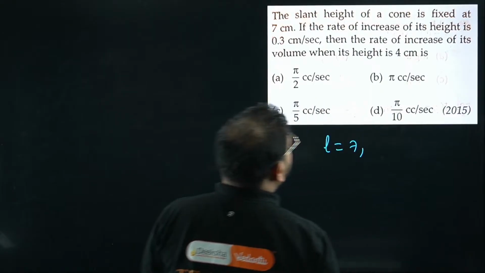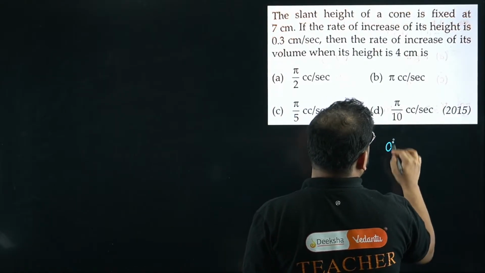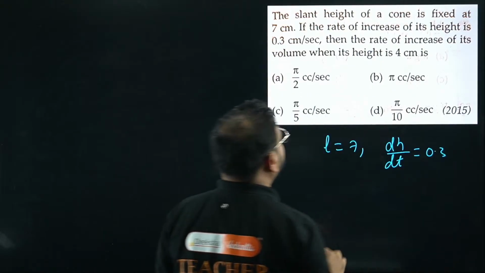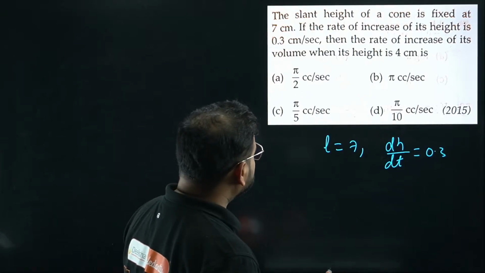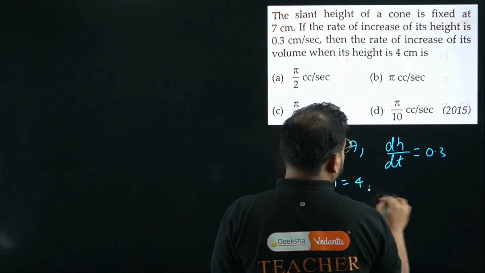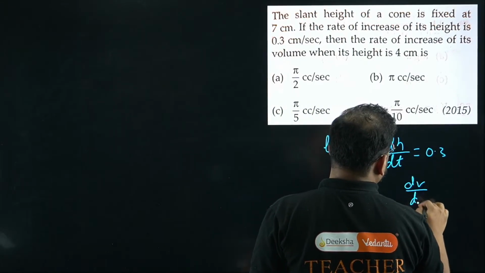And there is a rate of increase of its height. They have given dh by dt as 0.3. We need the rate of increase of its volume when its height is 4 centimeters. They have given h as 4. They're asking us dV by dt.